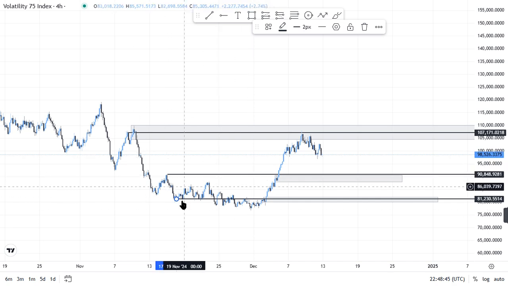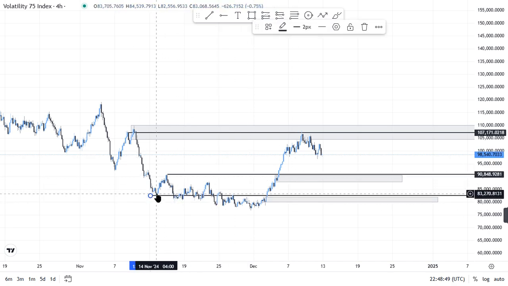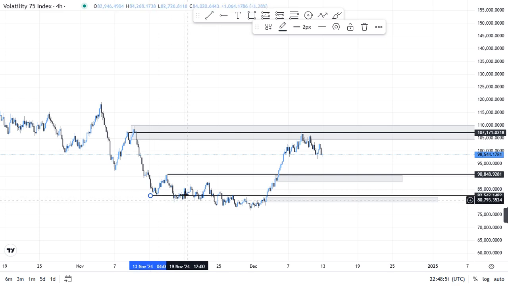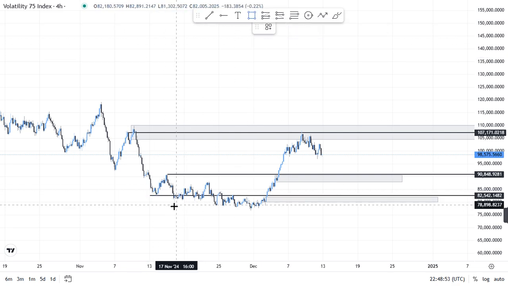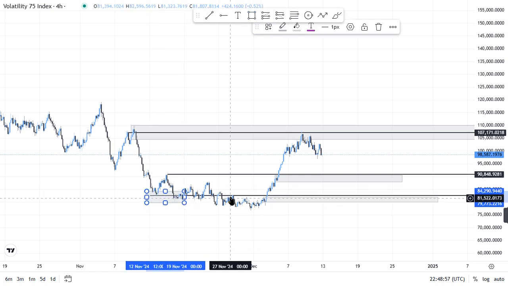So I'm anticipating that maybe it will create a head and shoulders pattern. This is our shoulder over here, this is our shoulder, so we've got a shoulder over here, and our head over here.